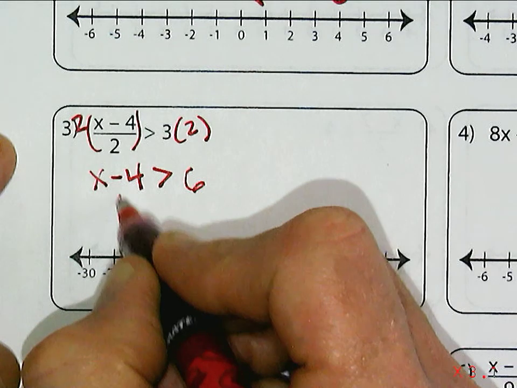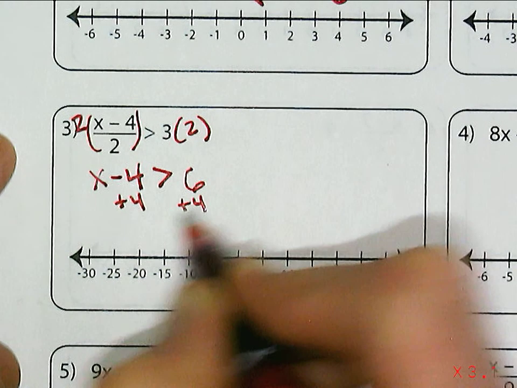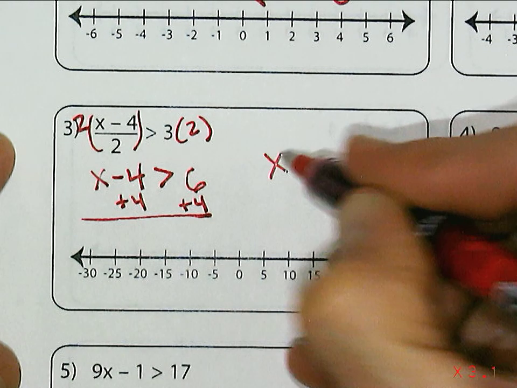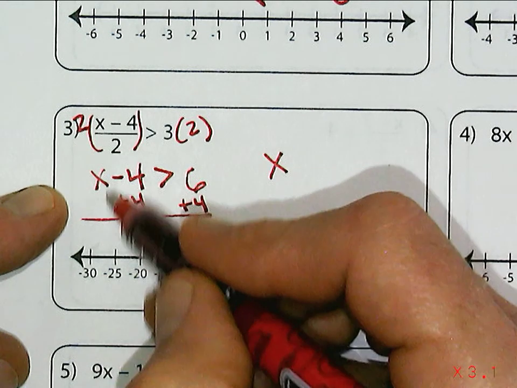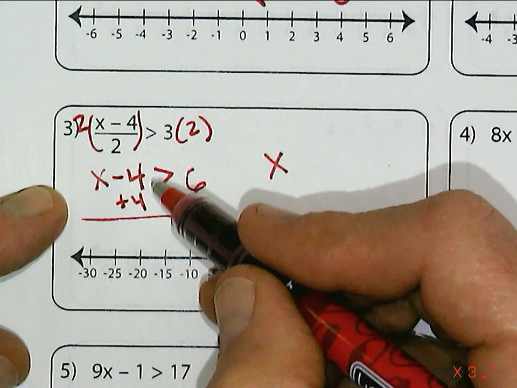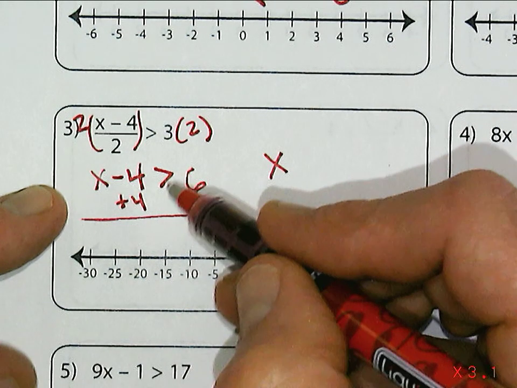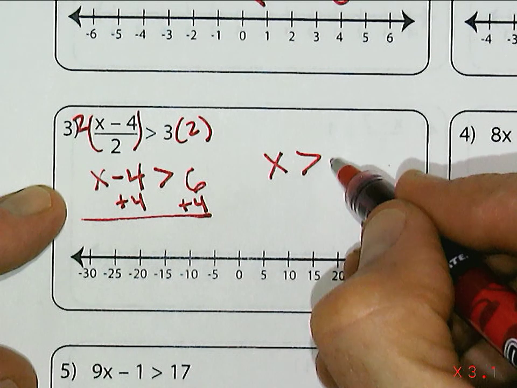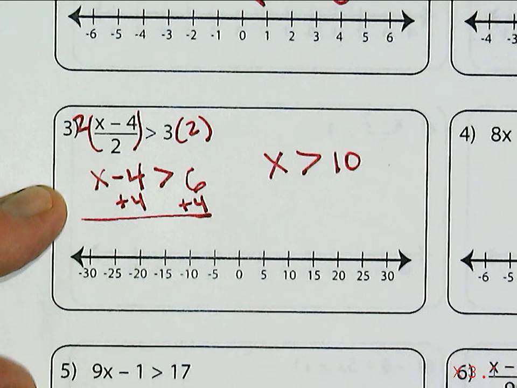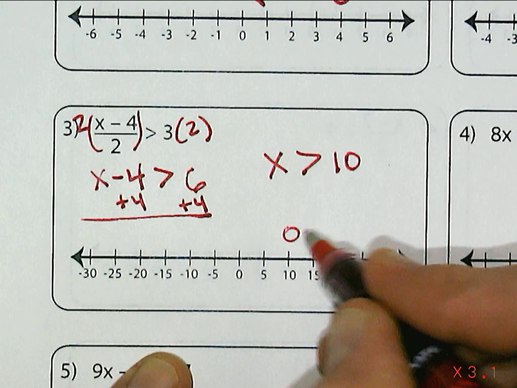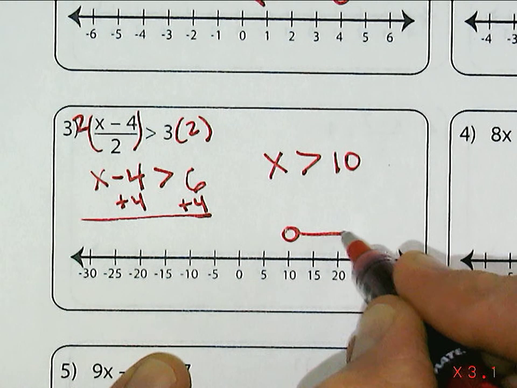And then if I add 4 to both sides, then the x is still there. A negative 4 and a positive 4 makes 0, which is the whole reason I added 4, to make that 4 go away. And the greater than symbol stays, and 6 plus 4 is 10. And so my solution is x is greater than 10.